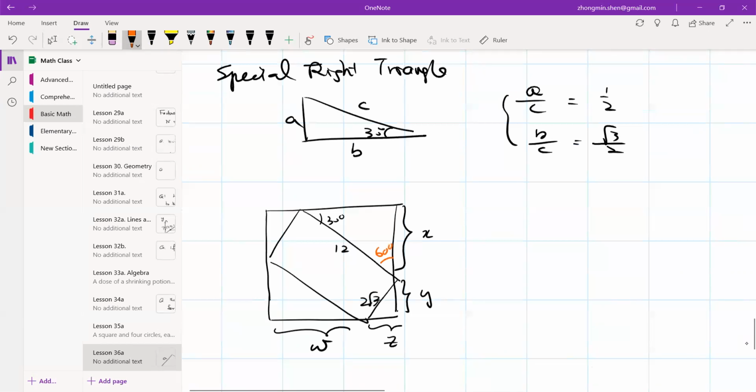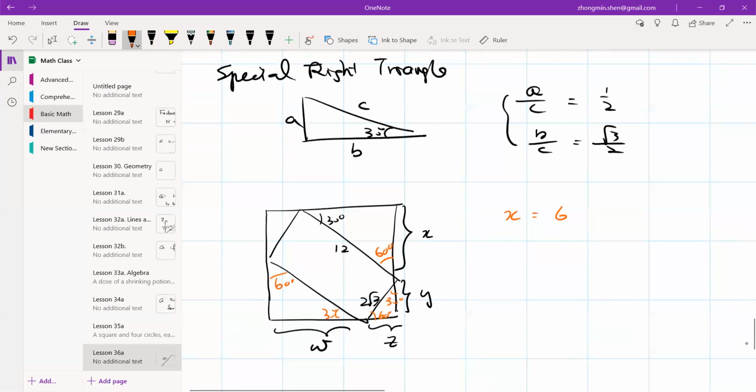If this is 60 degrees, I think this is 30 degrees, right? Here, this is 60 degrees. How about this one? I think this is 30 degrees. That's 60 degrees. So clearly X is going to be 6, half of 12.